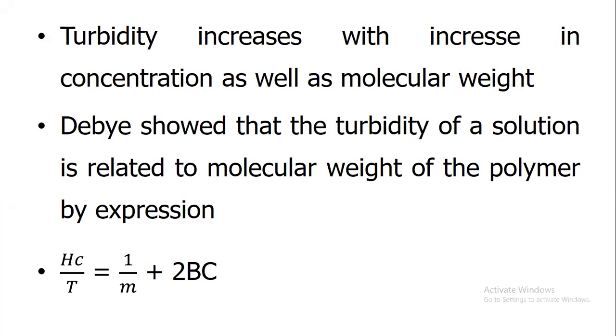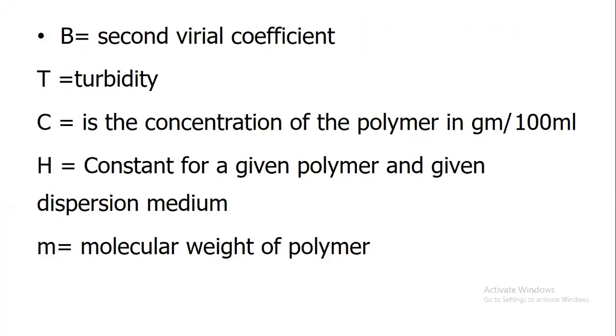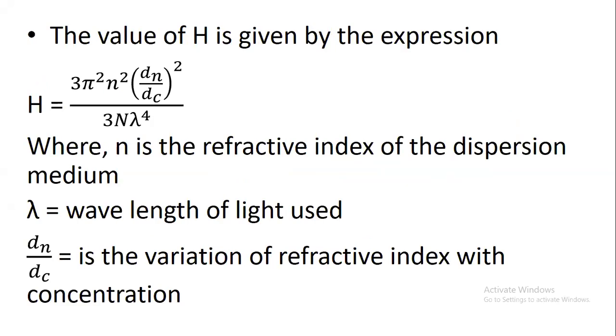Debye showed that the turbidity of a solution is related to the molecular weight of the polymer by the expression H C over tau equals 1 over M plus 2BC. B is the second virial coefficient. C is the concentration of the polymer in gram per 100 ml, and H is constant for a given polymer and given dispersion medium, a molecular weight of polymer.